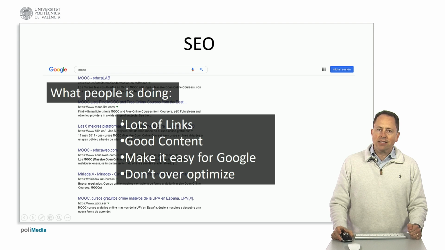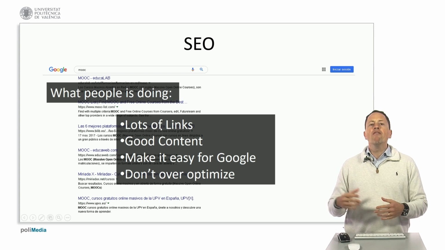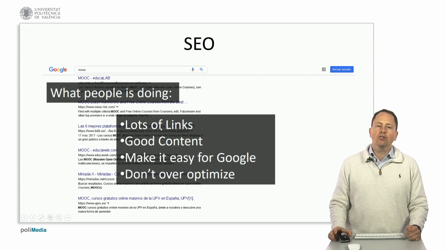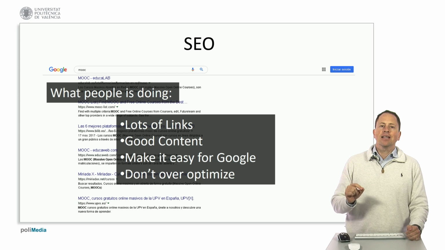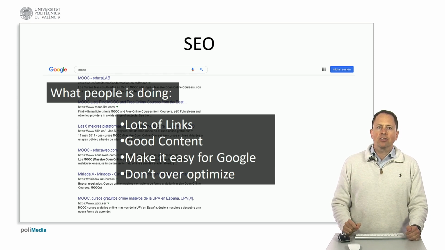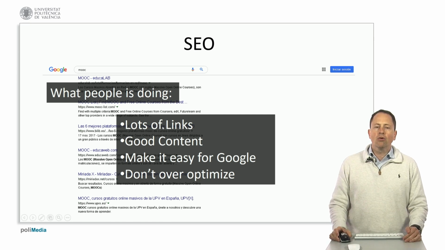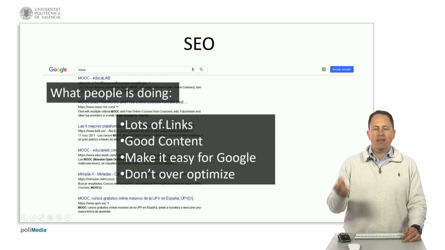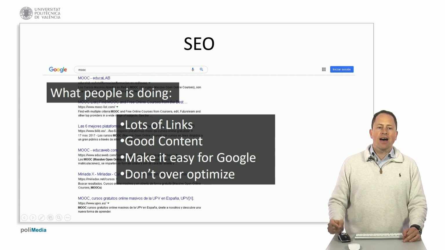So the first thing is you need to get links. Lots of links, without buying them or getting too many links, but you should try to find people that link to your page because they are interested in your content. You can, for example, look for web directories, or you can go to blogs about education and ask them to put a link, or offer to write a post for their website.